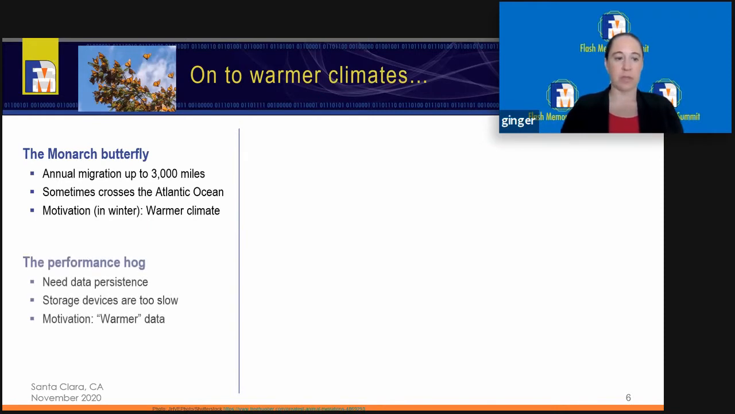So this makes me think of an application that I would call a performance hog. This is something that does need data persistence, but storage devices are just simply too slow. So the motivation to migrate that type of data structure application is that you want the data to be warmer in the sense that it's closer to the CPU.